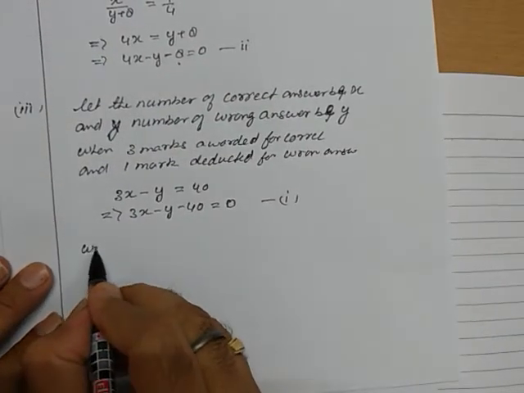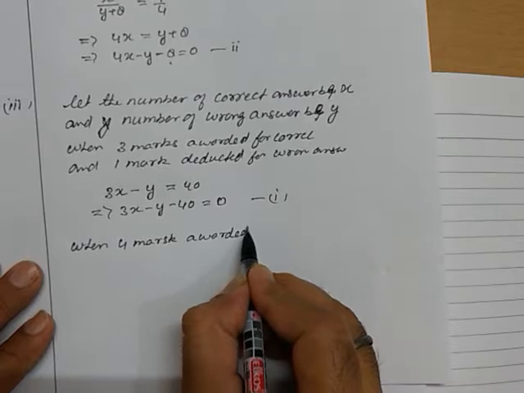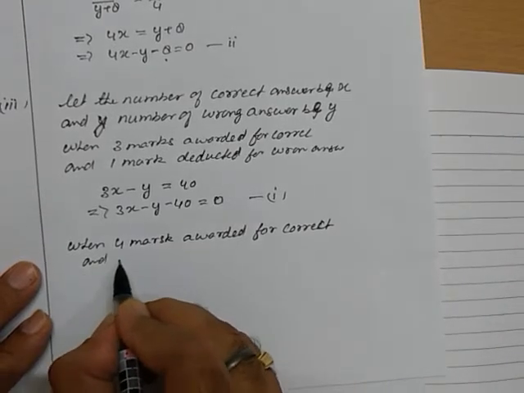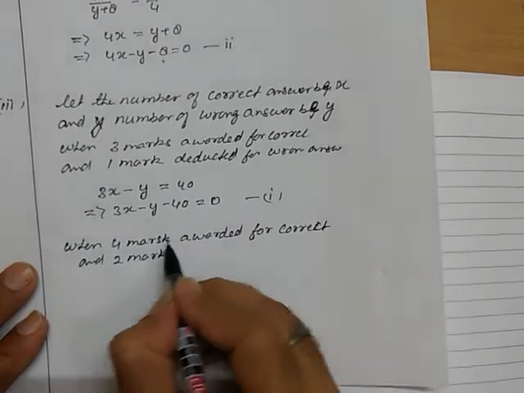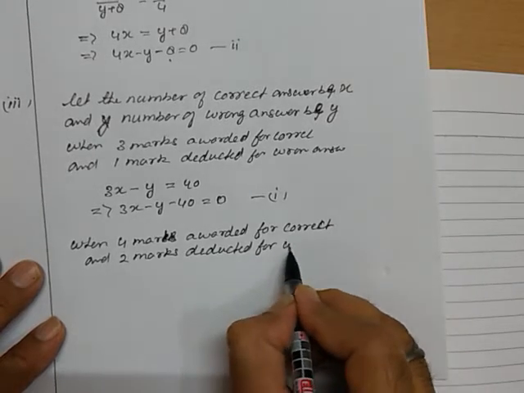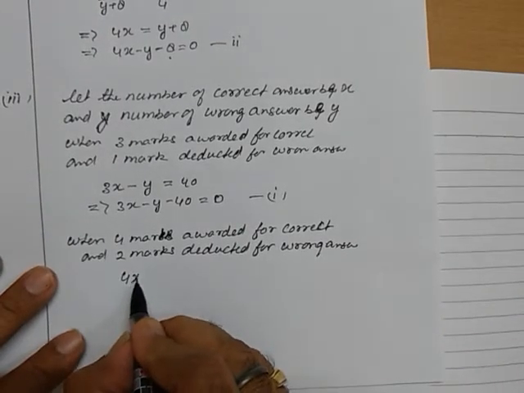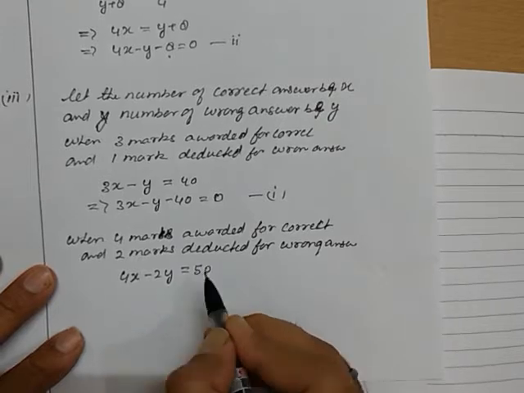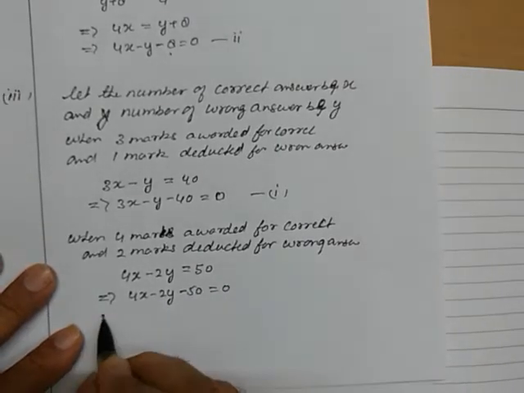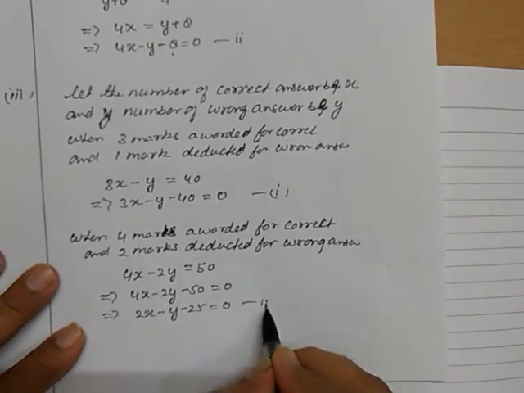And the next equation, when 4 marks are awarded for a correct answer and 2 marks deducted for a wrong answer, then the equation will be what? 4x minus 2y is equal to 50, and further we can say 4x minus 2y minus 50 is equal to 0, or we can simplify it, it will become 2x minus y minus 25 is equal to 0. So this is your second equation.